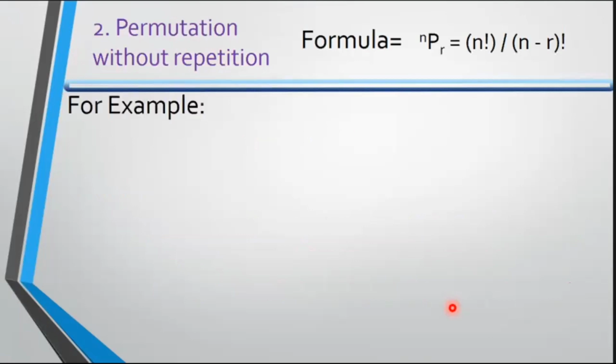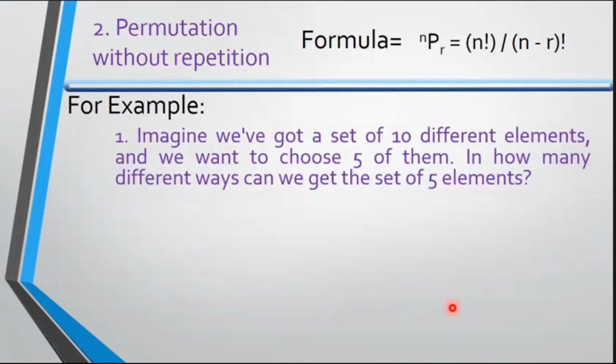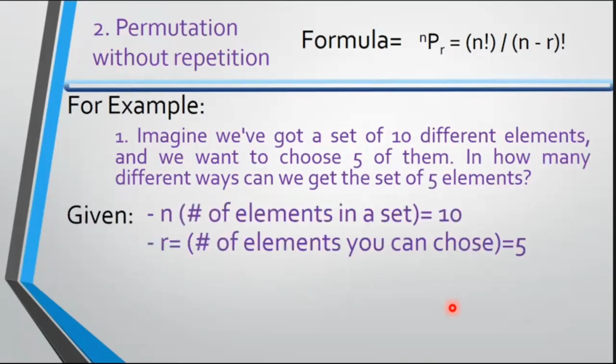So with this formula, for example, we have number 1. Imagine we've got a set of 10 different elements and we want to choose 5 of them. In how many different ways can we get the set of 5 elements? So we are given that n, the number of elements in the set, is equal to 10, because there are 10 different elements. Our r here, which is the number of elements you can choose, is 5, because according to the question, we want to choose 5 of them. So let's assign our r as 5.